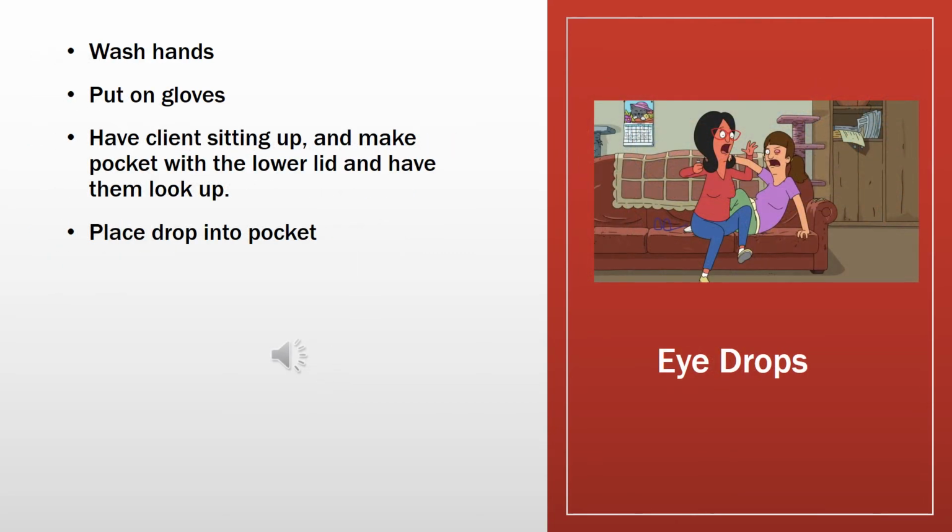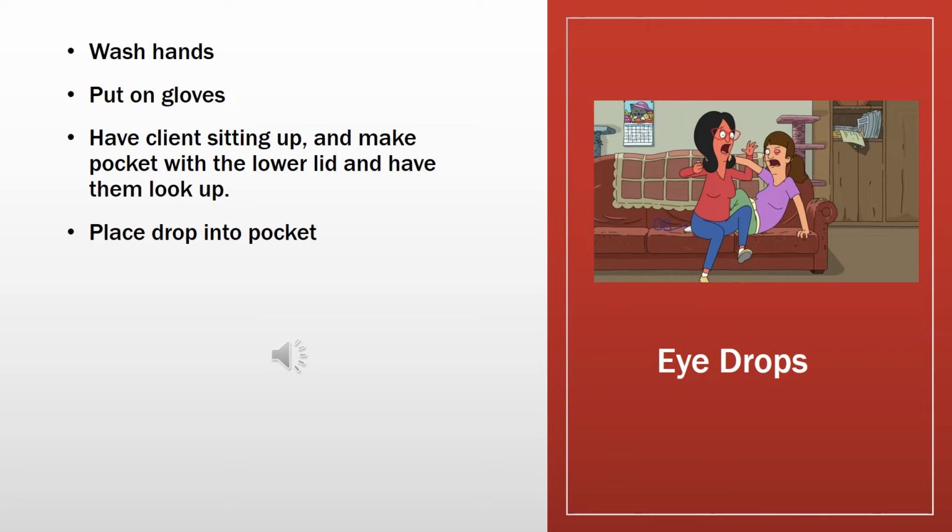When we're applying eye medications, you're going to wash your hands. We're going to wear gloves. You need to protect ourselves. You're going to be coming in close contact with that person's mucous membranes of their eyes. Have them sitting straight up. Make a pocket with the lower lid if they're able to. Otherwise, you can pull their lid down and make a pocket yourself.